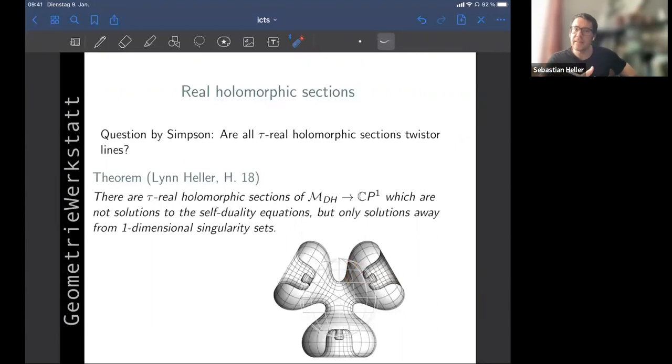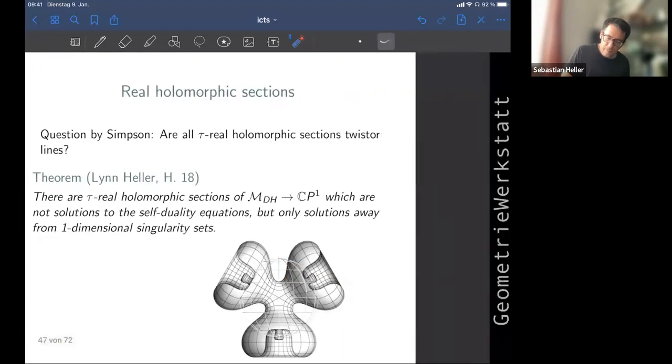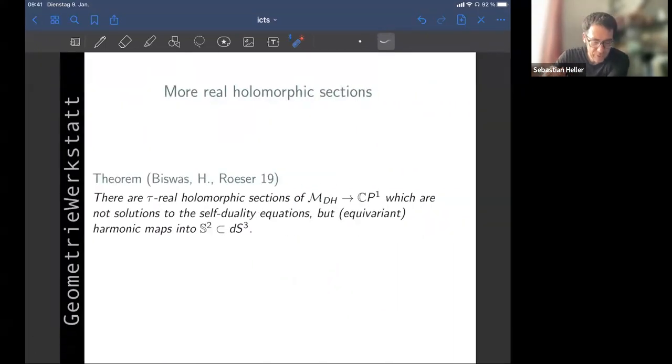So these are basically the same type of sections as the twistor lines, but they are actually different because they have singular solutions. And we proved, or I proved with Indranil and Markus Roeser, the existence of another type of real holomorphic sections, which are not related to self-duality equations at all, but to equivariant harmonic maps into the two-sphere sitting inside de Sitter 3-space.